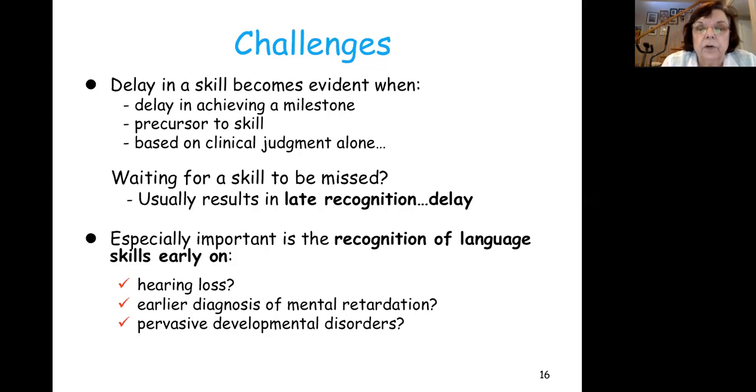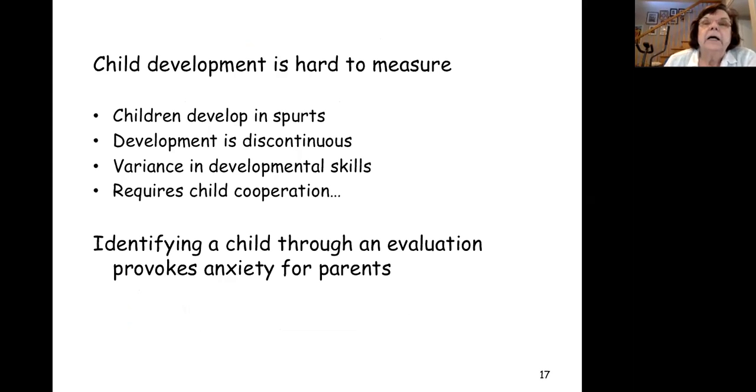And, in a pediatric practice, we would be concerned if language doesn't begin to develop, that there was maybe hearing loss or some other diagnoses. And child development is kind of hard to measure. Children do develop in spurts. There is a discontinuous nature of development. You hit plateaus and then you continue on.